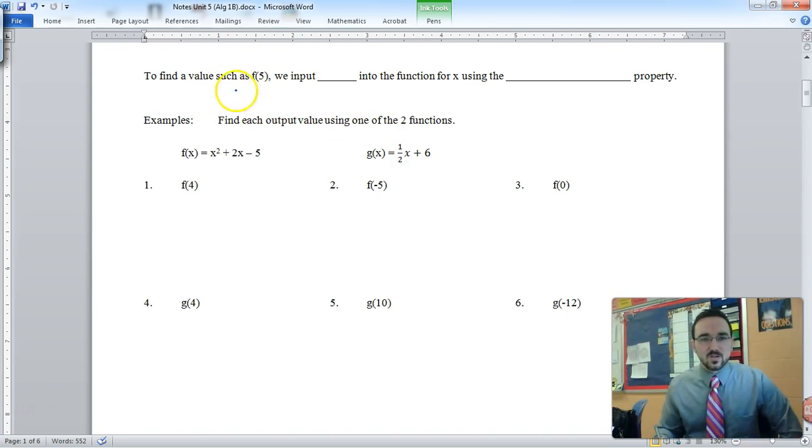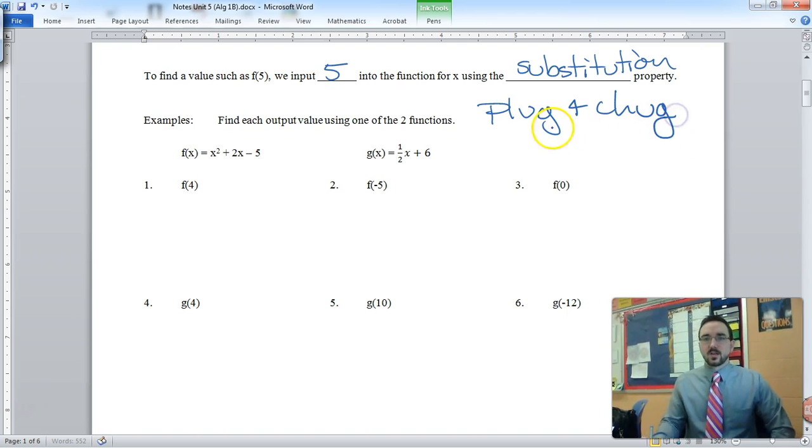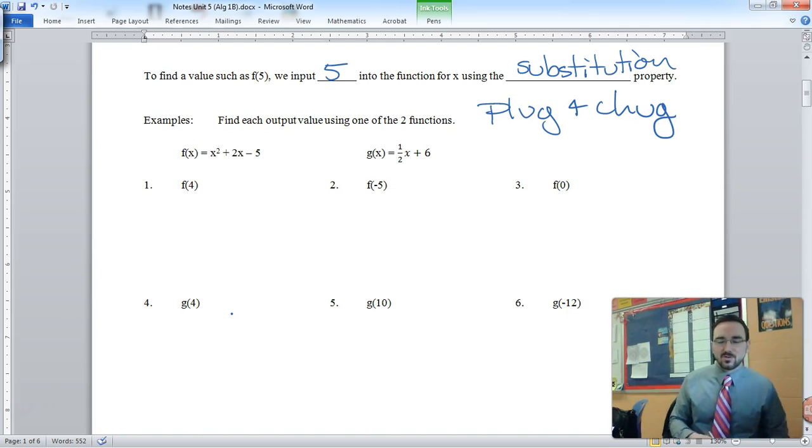So to find a value such as f of 5, we input 5 into the function for x using the substitution property. I'm going to write up here: plug and chug. Because we're going to plug in the value and then we're going to chug through to get to the final solution. You may have heard this in chemistry class before, but we will use it here instead.